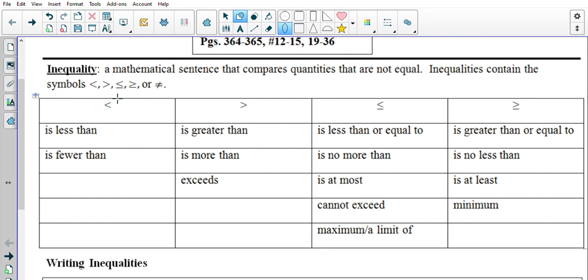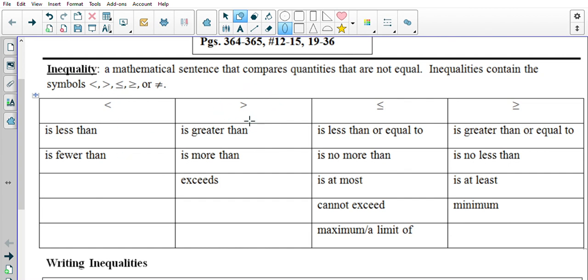You should be able to look at this symbol and say, that's the less than symbol. If you're not there yet, then I would make some flashcards for yourself to help remind you of these phrases as compared to the inequality symbols. So this is our less than symbol. We sometimes also use the phrase is fewer than to represent less than.